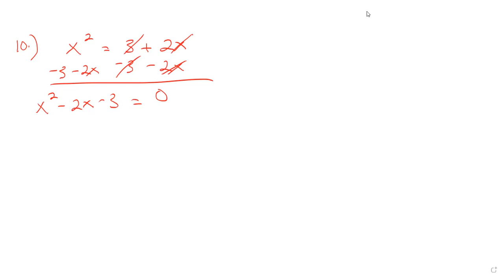I need to change this to multiplication, and the only way to do that is by factoring. I'm going to use the AC method to factor. Again, that's a previous video. I'm going to assume that you've watched it. If I factor this thing out, we are going to be left with x minus 3 times x plus 1 equals 0.